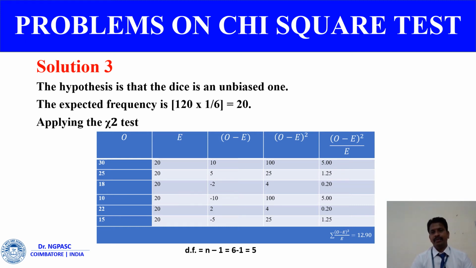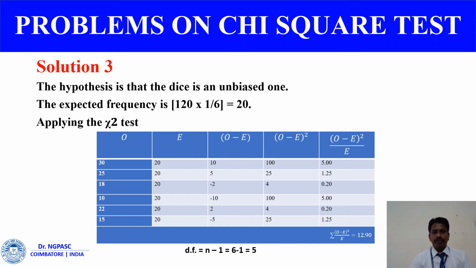For example, when tossing a single die, what is the probability of getting the number 3? Number 3 appears only one time, that is only one chance, so 1 by 6. The probability equals the number of favorable chances divided by the total number of chances. 120 into 1 by 6 equals 20. Applying the chi-square test, the expected frequencies are all equal, 20, 20, and so on.